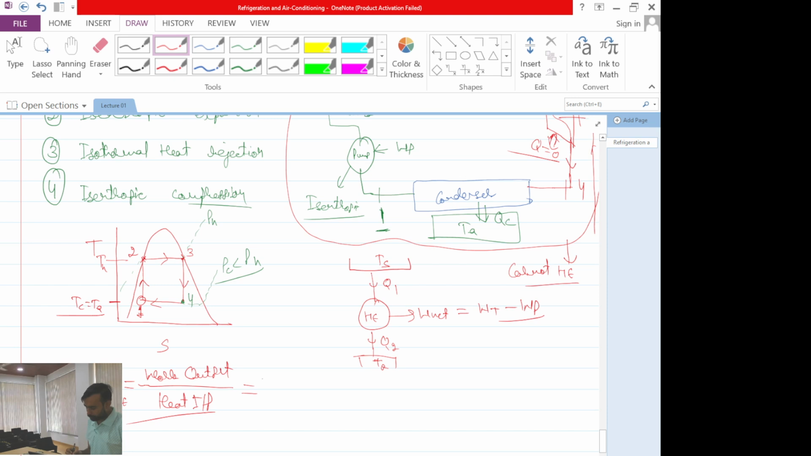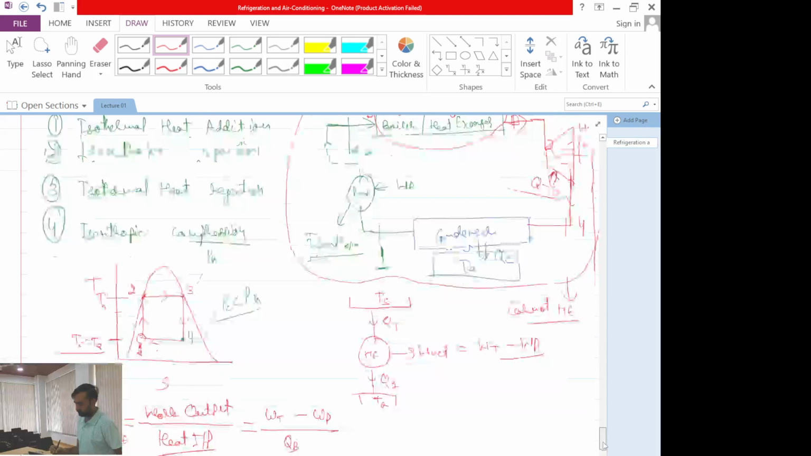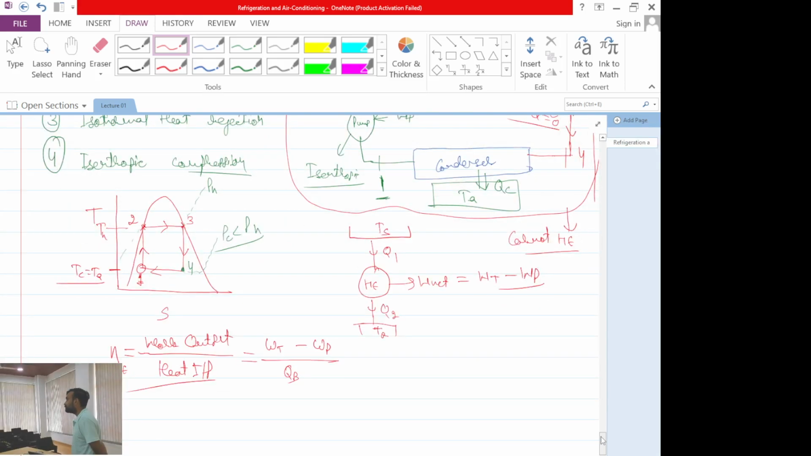Work output will be turbine work minus pump work, and heat input will be heat added in the boiler. What will be turbine work? How to calculate turbine work? Please tell me. Let us calculate it on per unit mass flow rate of the working fluid. I will not multiply mass flow with the work, because mass here and here will be cancelled out. How can I calculate work done from a turbine?